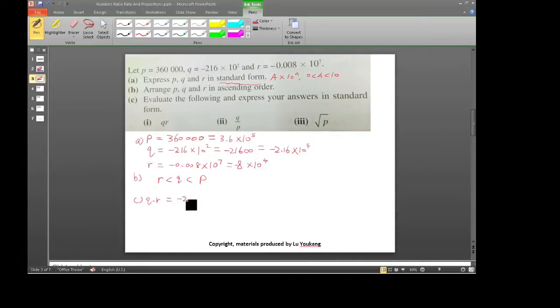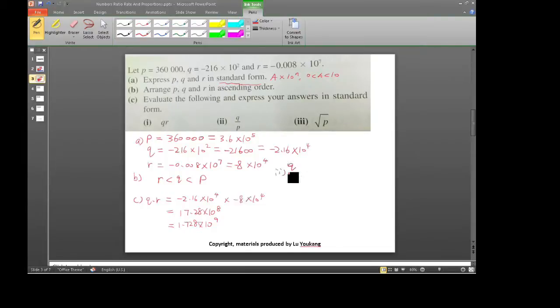Now, let's take a look at C. So, we are asked to find QR and express the answers in standard form. So, we just take what we get from part A, and we just multiply them together. Therefore, we multiply minus 2.16 times minus 8 first. So we get 17.28, and we take 10 to the power 4 times 10 to the power 4, we get 10 to the power 8, and therefore we get 1.728 times 10 to the power 9 at the end. So we try to multiply similar terms first.